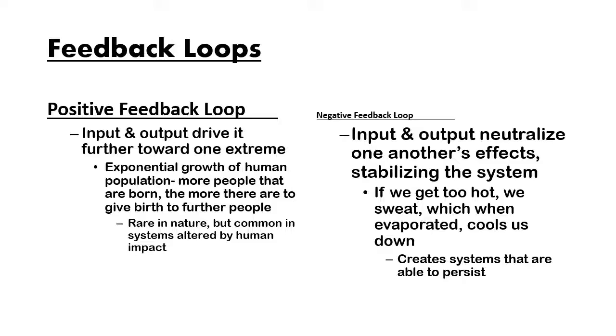We have 2 different types of feedback loops. We have positive feedback loops and negative feedback loops. We're going to start with positive feedback loops. Positive feedback loops are when input and output drive it to go to further extremes. So, for example, exponential growth of human population: more people are born. That means there's more people to give birth to further people, so we're going to continue having more people born. This is rare in nature but common in systems altered by human impact.